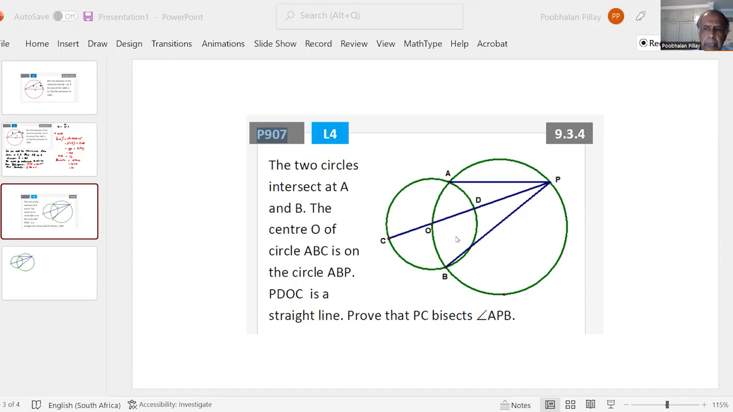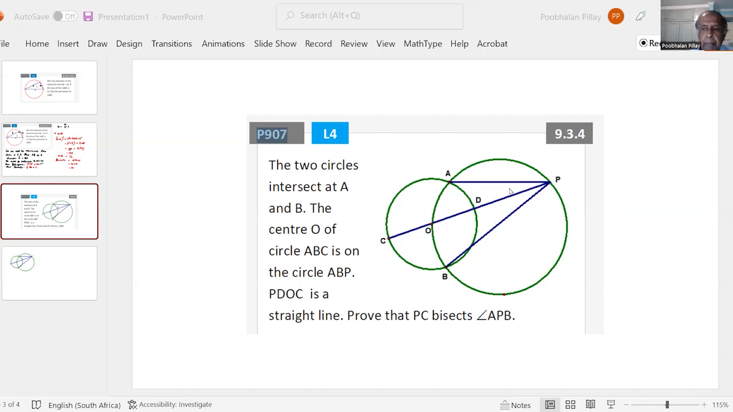And it cuts the small circle at D, but there's another point here on the large circle it goes through. What does it say? Two circles intersect at A and B, as we see. They intersect here and they also intersect here. The center O of circle ABC. So the circle here, ABC, is the circle that goes through A, B, and C. And the center is O. So O is the center of the small circle, and it's on the circle ABP, so it's on the large circle. All right, so this is the center of the small circle. That is the important thing.